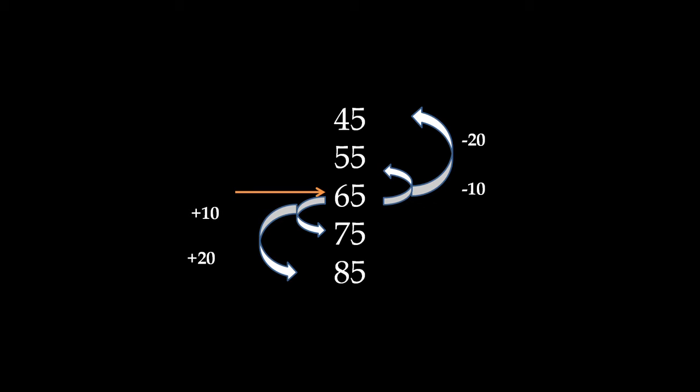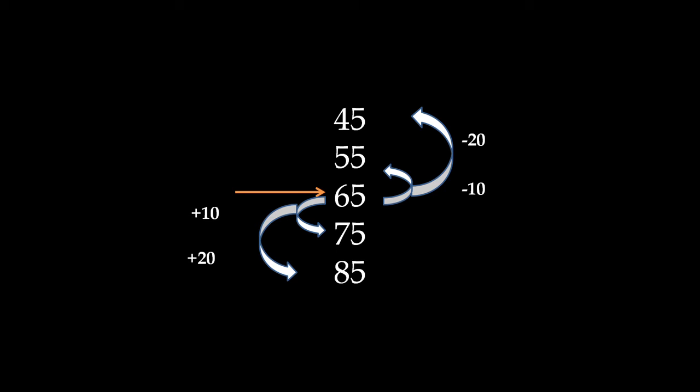55 and 65, they are 10 apart, and 75 and 65, they are also 10 apart. So 55 is kind of pulling down the average by 10 and 75 is pulling up the average by 10. So they kind of balance each other. Now let's look at 45 and 85. 45 is 20 less than 65 and 85 is 20 more. So they balance each other out as well. Which leaves us 65 as the average for this particular question.